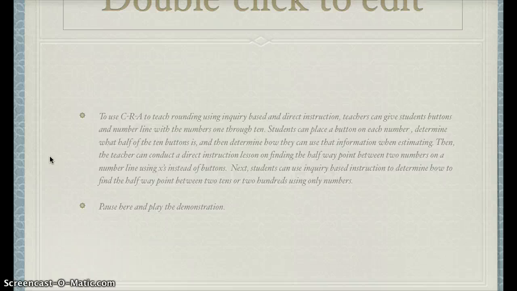And then after that, you could use a direct instruction lesson on finding the halfway point between two numbers on a number line using the X's, which would be representational, instead of buttons. And then they can use inquiry-based instruction to determine how to find the halfway point between two tens or two hundreds using only numbers, and that's where the abstract part would come in. And if you would, pause here and then play the demonstration, and I'll demonstrate direct instruction with finding the halfway point between two numbers.